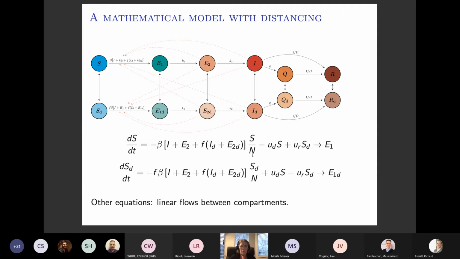So this is one of these fully mixed compartmental models. But this fraction F, creatively named for fraction, is a reduction in transmission for the people who are engaged in distancing, and it occurs twice. It occurs here because they're less likely to go out and about, and it occurs here because they're less likely to be the ones you find when you go out and about.